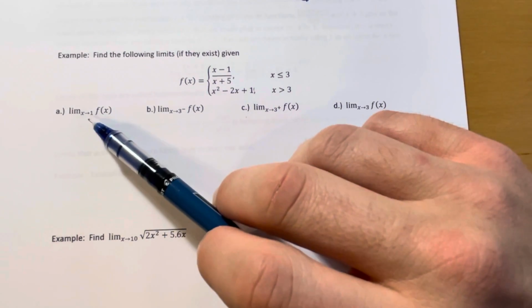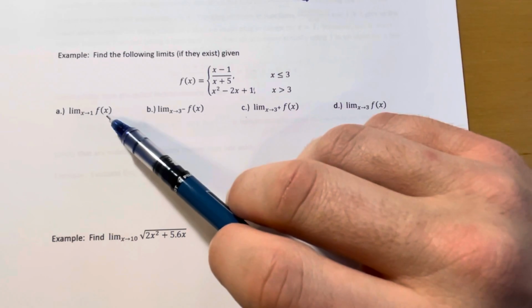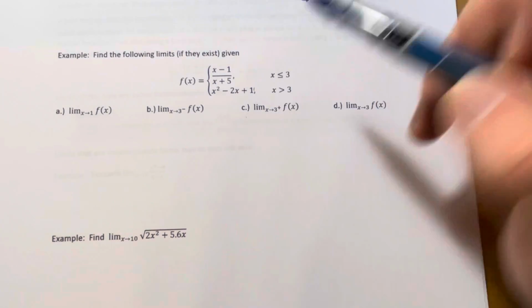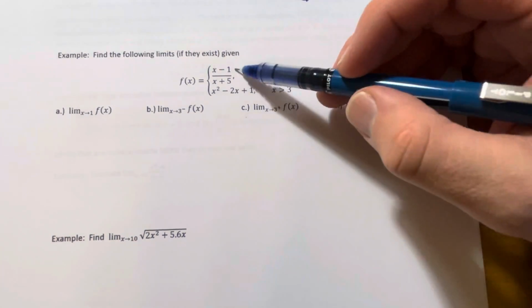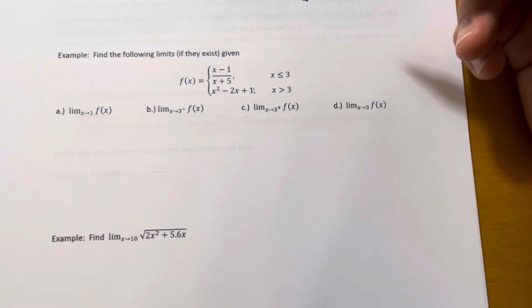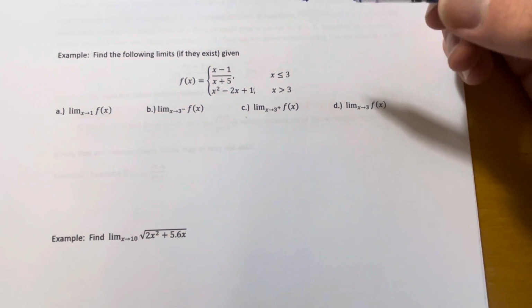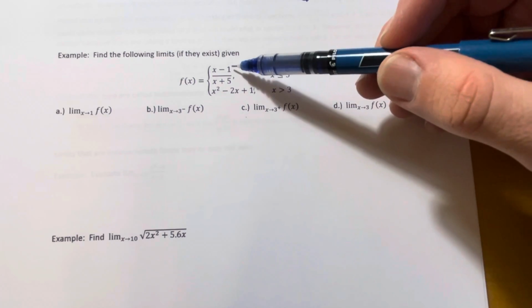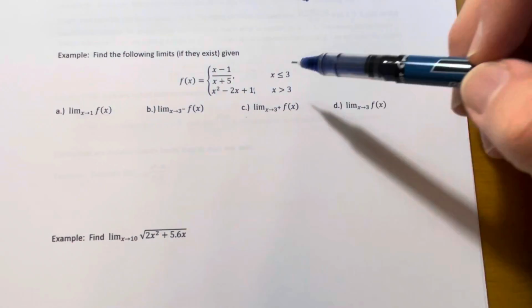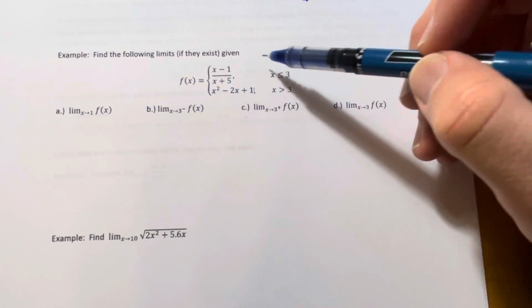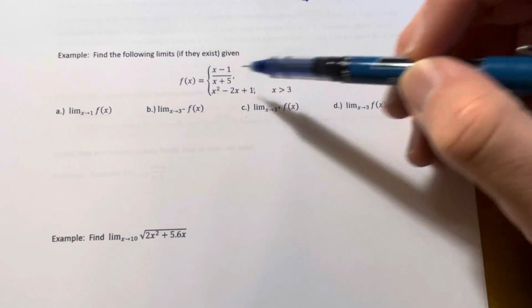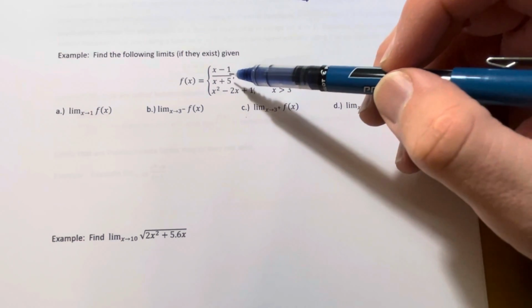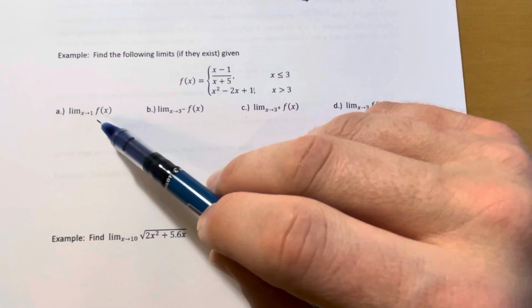I want to find the limit as x approaches 1 of f of x. Okay, so I come over to my piecewise function and I see which of these two functions I would use when x is near 1. If x is less than or equal to 3, I'm supposed to use this function. 1 is less than 3, so I'm going to be using this function, x minus 1 over x plus 5, for this limit.